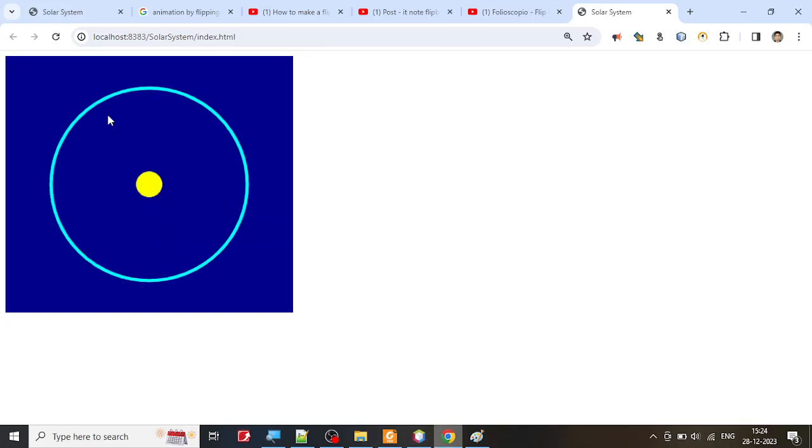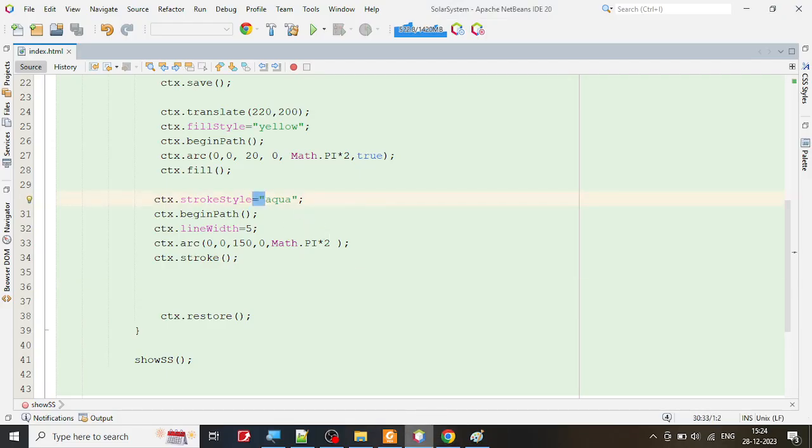Can you see that effect? This is the stroke. Fill means it's going to fill the whole thing. I don't want it to fill the whole thing. I want the lines to come. That is what is called a stroke. Remember that during the examination: only for this you are using the stroke, not the fill. So you got your sun, you got your orbit.